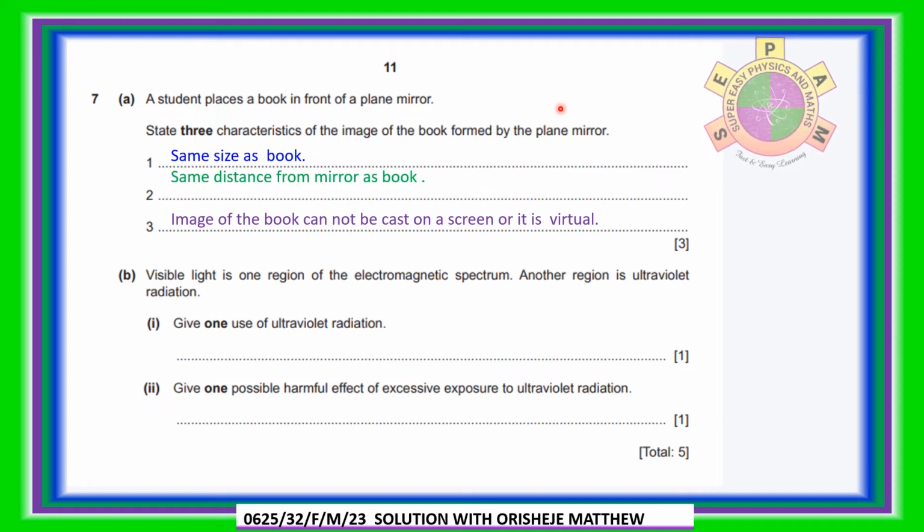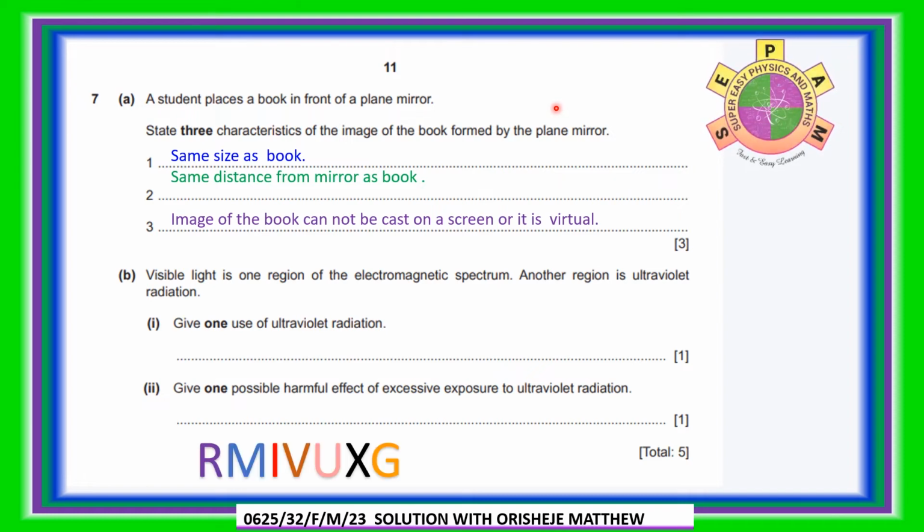Visible light is one region of the electromagnetic spectrum. Another region is ultraviolet radiation. Give one use of ultraviolet radiation. First of all, let's just look at the electromagnetic spectrum. The frequency varies from radio wave, then microwave, infrared, visible spectrum, then you have ultraviolet, then X-ray, then gamma ray. As we are moving from the left to the right, the frequency increases.